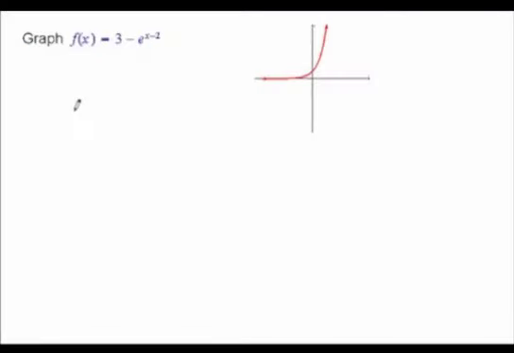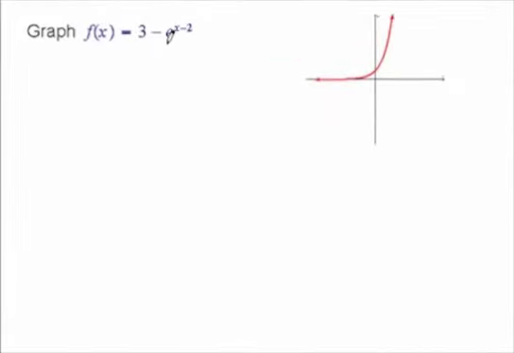Here's a video on how to graph an exponential function that's been translated. Over here is a generalized graph of e to the x, 2 to the x. As long as the base is larger than 1, this is what the graph is going to look like.